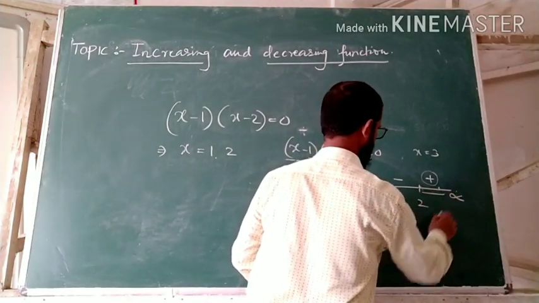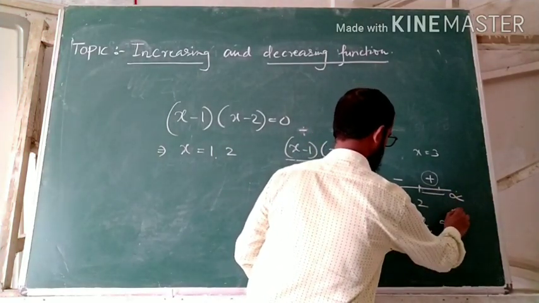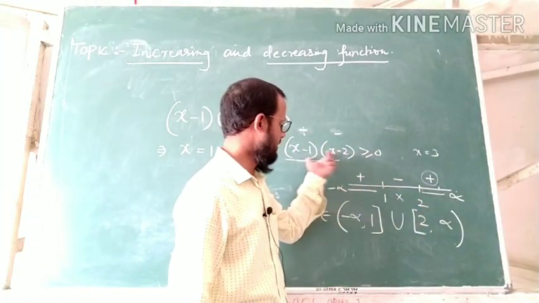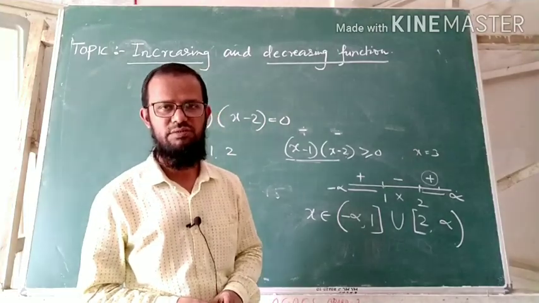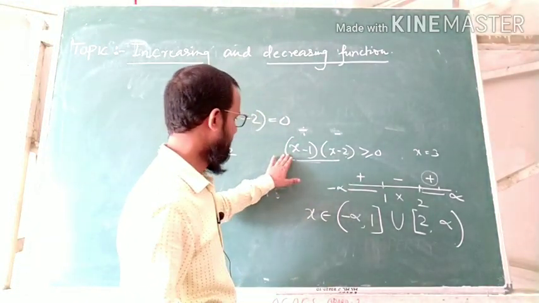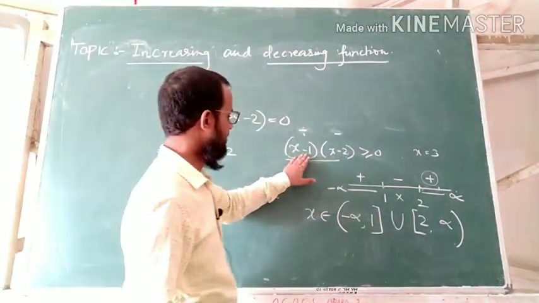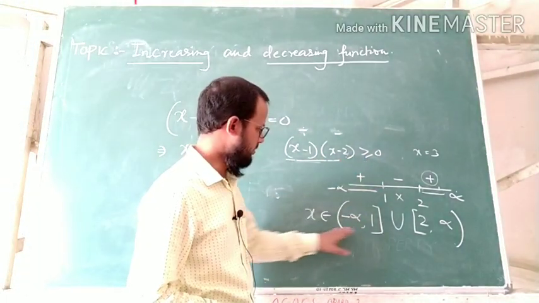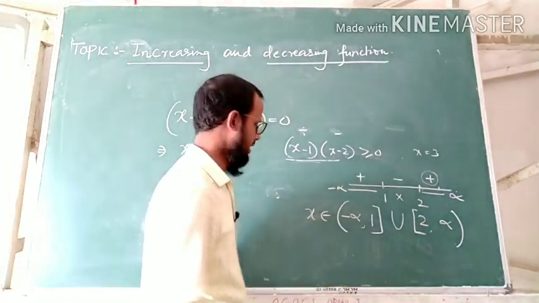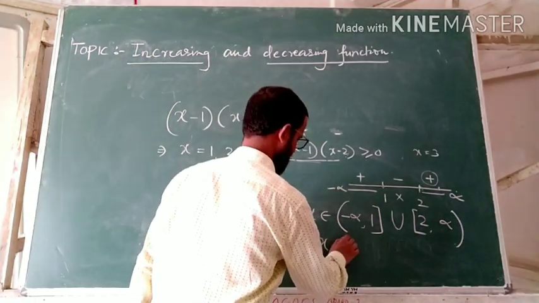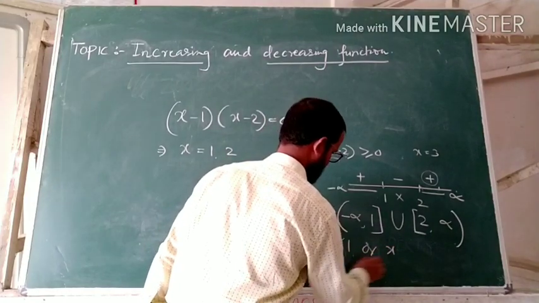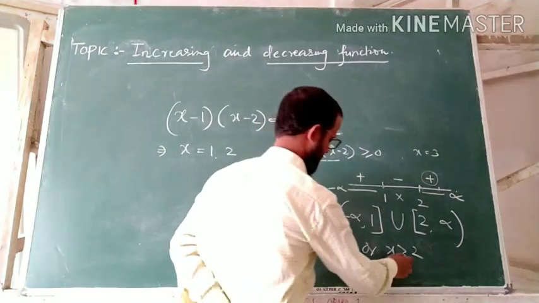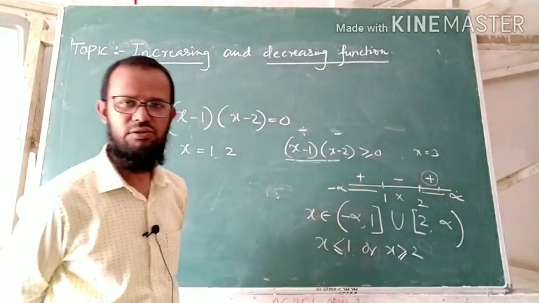Union, this part 2 to infinity, this part is open and this part is closed. Why closed? When x is equal to 2, again this particular inequation is satisfied. So ultimately, x minus 1 into x minus 2 greater than or equal to 0 when x belongs to this union, or you can say when x is less than 1 or x is greater than 2, and equality is there, so we are taking equalities. Okay, so this is the solution set.